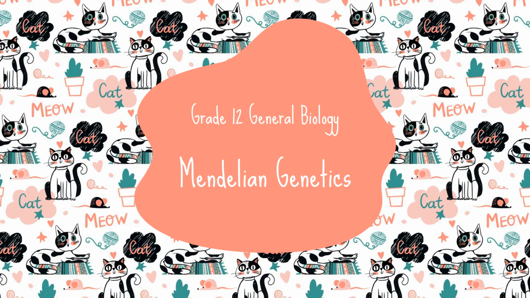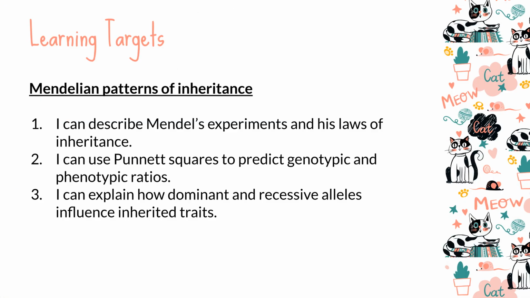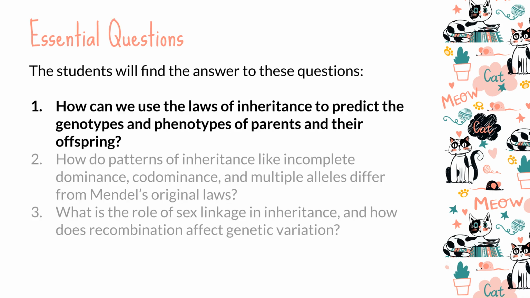Hello, dear students. In this video, we are going to learn about Mendelian genetics. At the end of this lesson, you will be able to describe Mendel's experiments and results, use a Punnett square to perform monohybrid crosses, and explain how alleles influence inheritance. This is this lesson's essential question. How can we use the laws of inheritance to predict the genotypes and phenotypes of parents and their offspring?